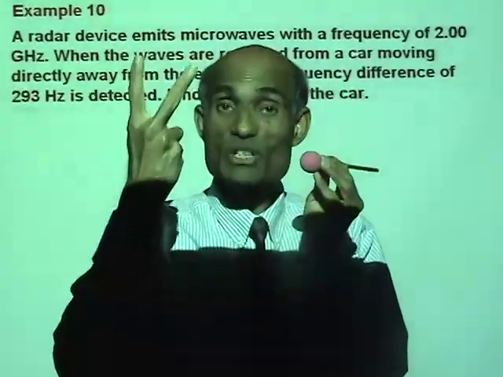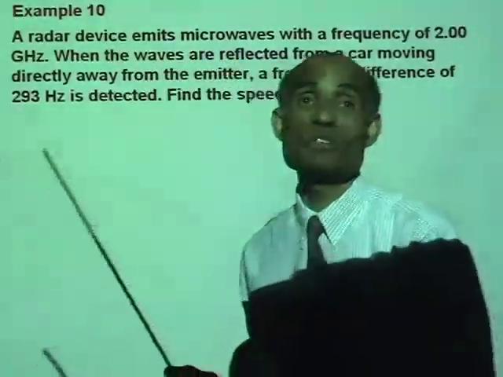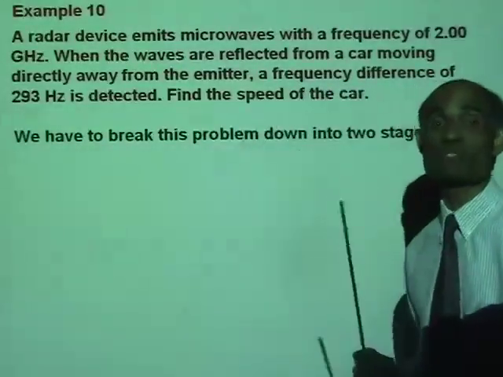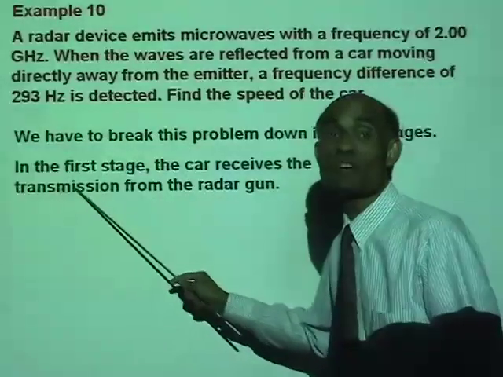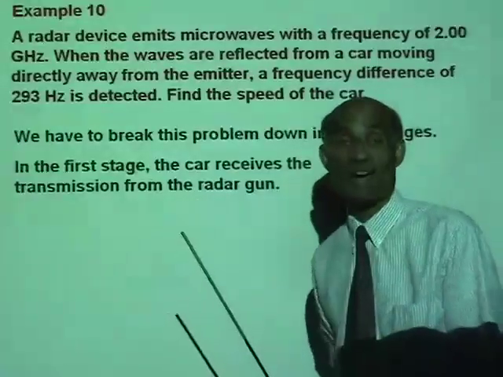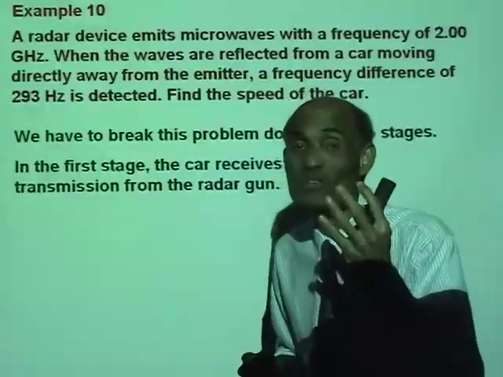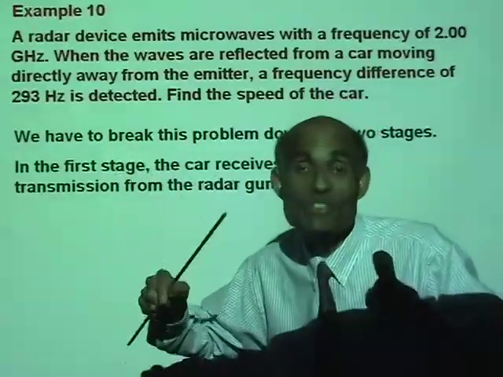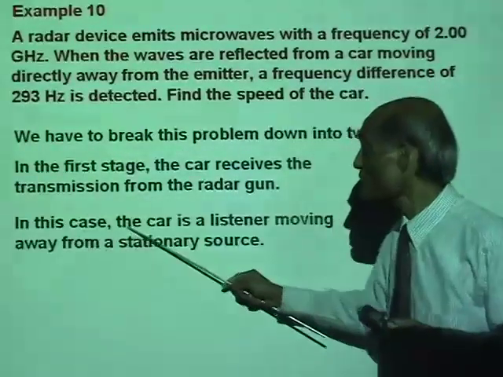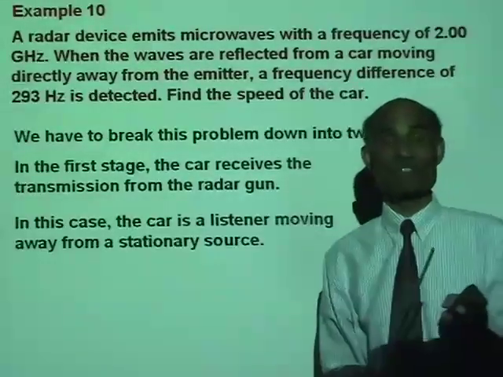So this problem has 2 parts. Let's break this problem into 2 parts and see how we can solve it. We have to break this problem down into 2 stages. What is the first stage? In the first stage, the car receives the transmission from the radar gun. That means the radar is the stationary source and the car is the moving away listener. In this case, the car is the listener moving away from a stationary source.